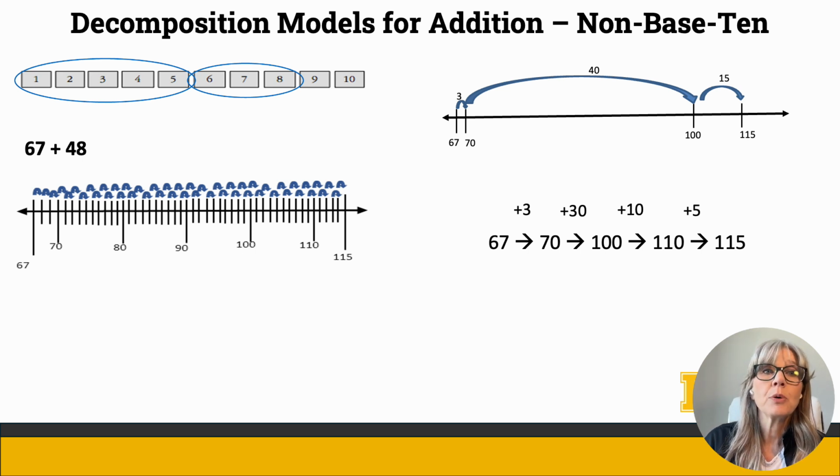Contexts which naturally support the use of these models are those involving linear measurement. Rulers and tape measures are a type of closed number line. Problems involving length, elapsed time, temperature, or money tend to be really good contexts for these types of models. Once students understand the model, they're able to apply it in other situations.